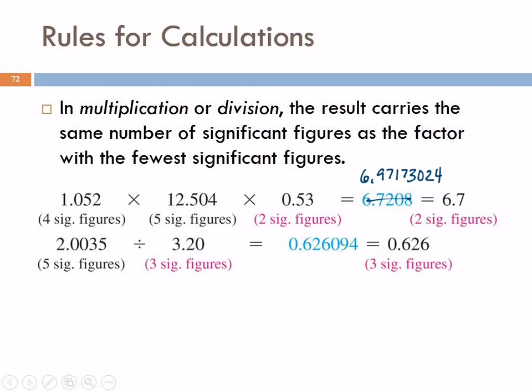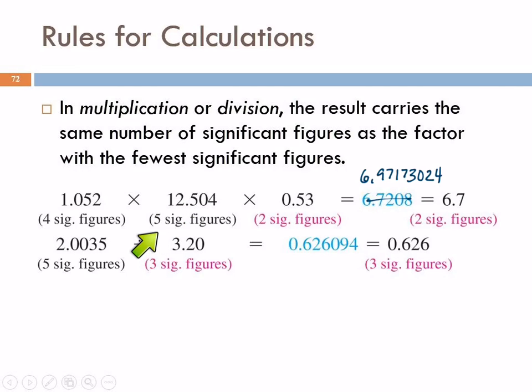So when you're doing multiplication, division, write down everything that your calculator gives you, at least at the beginning, until you get more comfortable with this. Then what we're going to do to decide how many of those digits we should keep, we're going to look at each of the numbers that was involved in getting that. And we look at 1.052, that one has 4 sig figs.